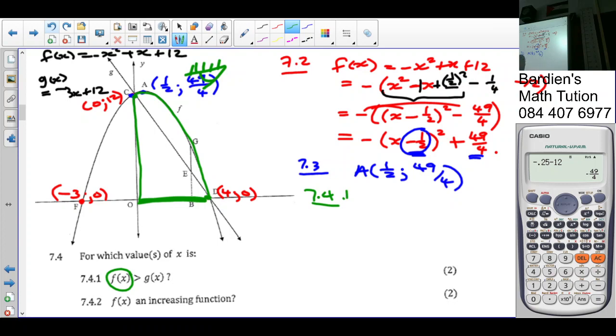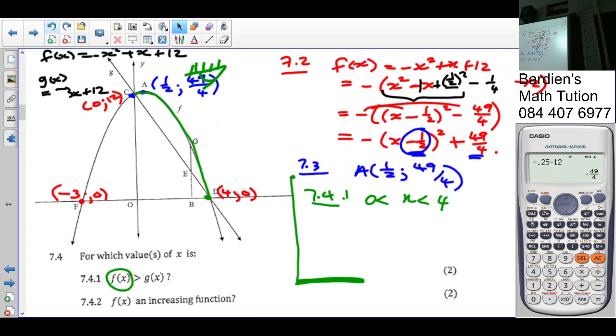So what do I say? 7.4.1. X must be greater than 0, but less than D. Right, you guys understand? Any confusion there? Alright.